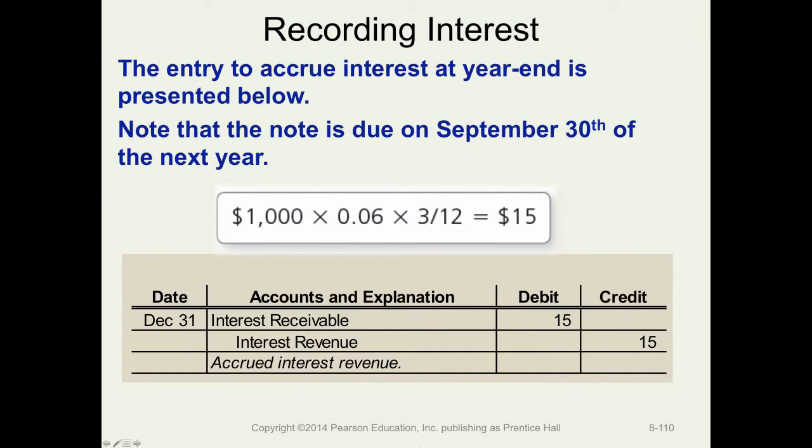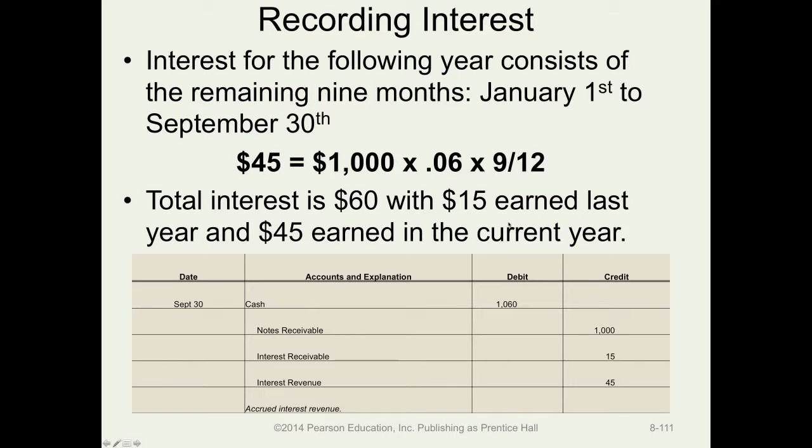So the journal entry to accrue interest on December 31st, which is Smart Touch's year end, we're going to debit interest receivable and credit the interest revenue. Now again, when the note is collected, the maturity value is going to be $1,060. So we know that going into the next accounting period, you have another 9 months earned up until the date the note is paid. Now the total interest is 60, but notice the accounts that we use.